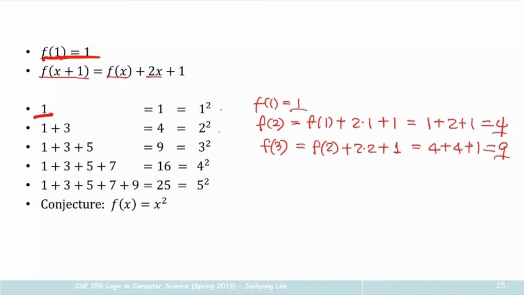Okay? When you try f of 1, 2, 3, 4, 5, then you will see that the numbers are the squares form. So you say this as a conjecture, f of x is x squared. Okay? So some student claims that this is the proof. What is wrong with this idea?